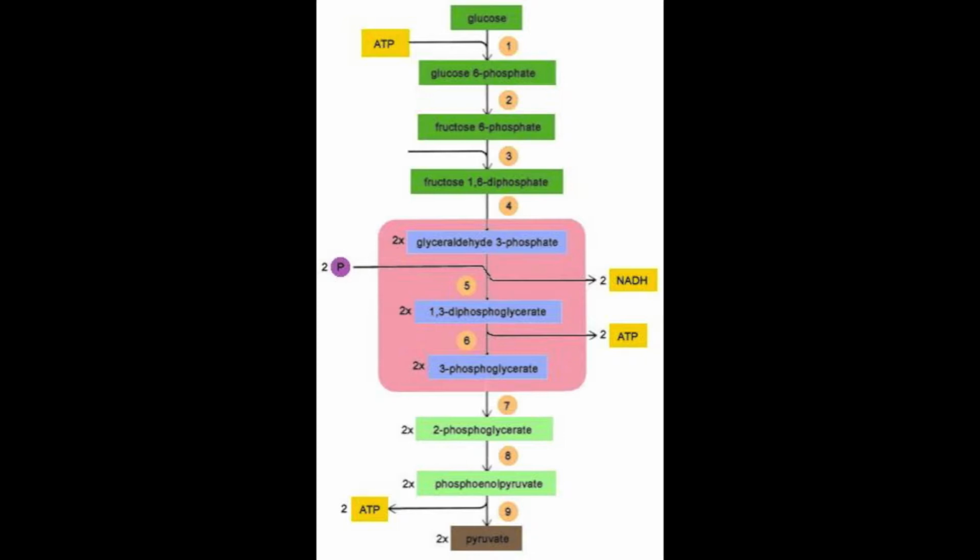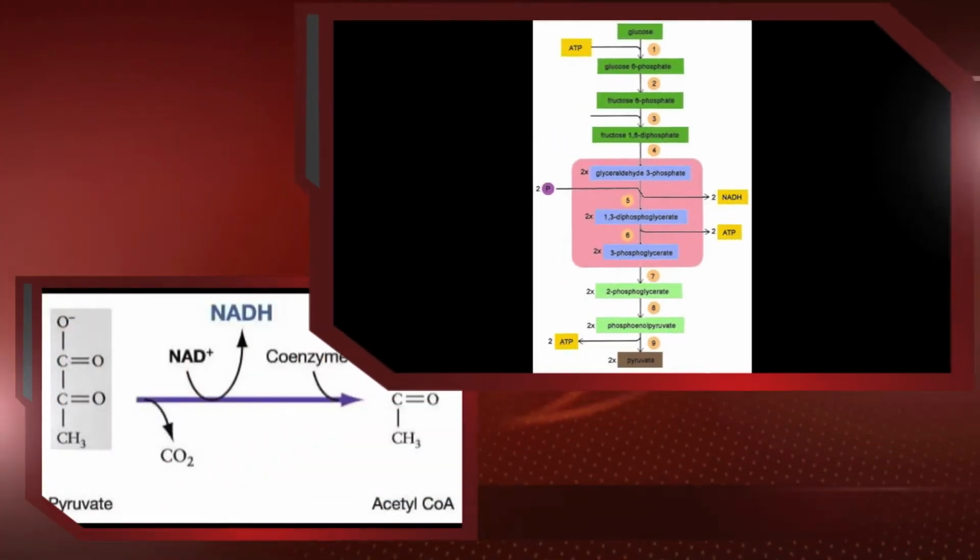Remember that this whole process occurred with each of our G3P molecules, so in total we are left with 2 ATP and 2 pyruvate molecules.